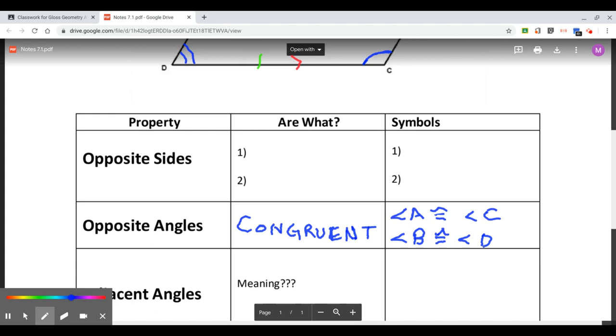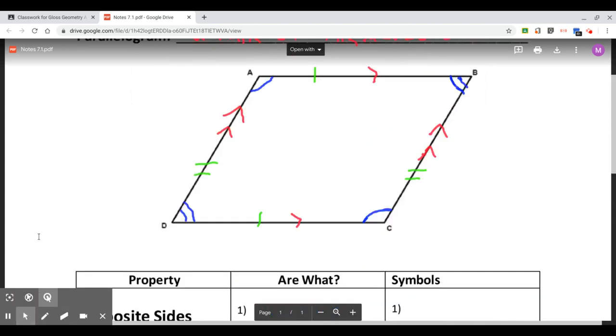So we just showed that opposite angles are congruent by writing the notation. And we also showed that opposite angles are congruent by drawing it on a diagram.